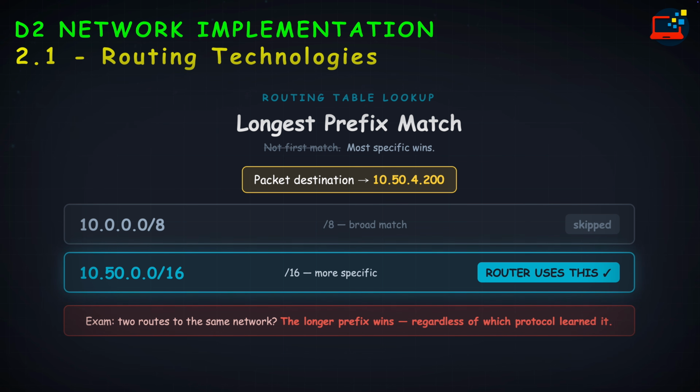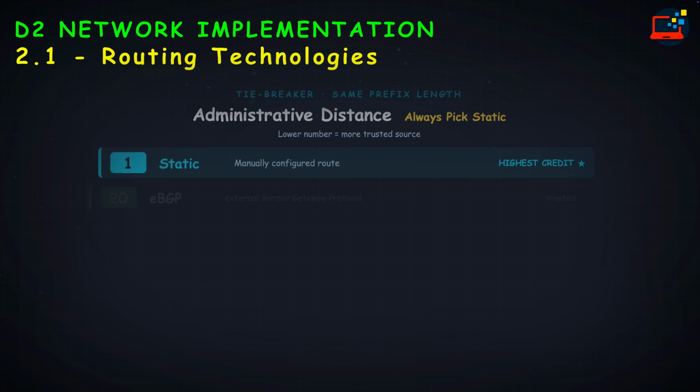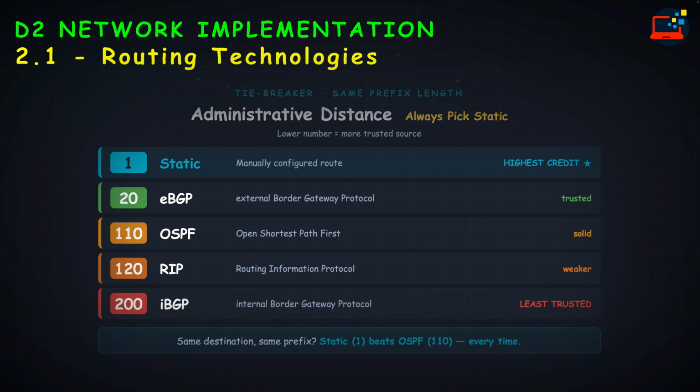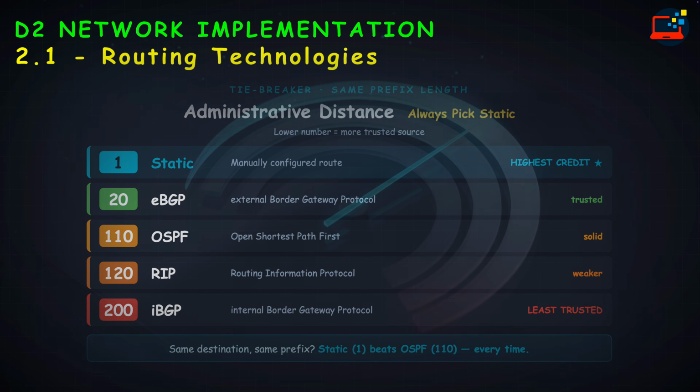Memorize that order, because the exam will give you 2 routes to the same network and ask which one the router uses. The answer is the one with the longer prefix, regardless of which protocol learned it. Now, if 2 routes have the same prefix length, the router has to break the tie. That's what administrative distance does.